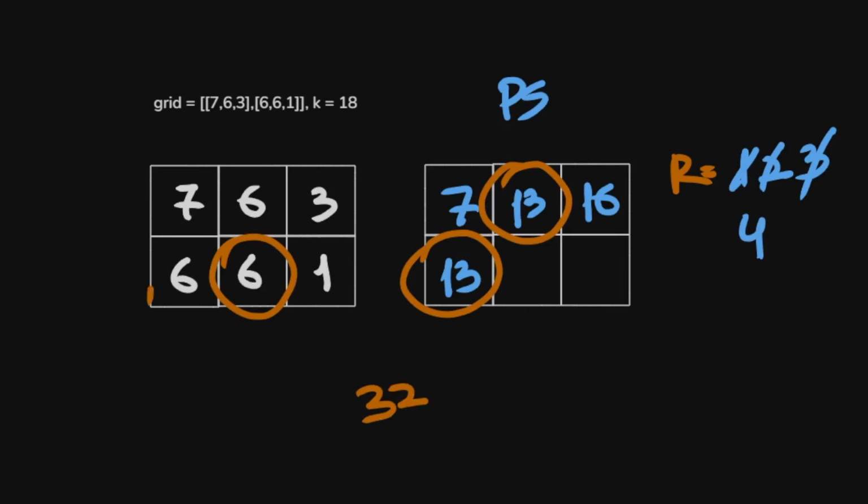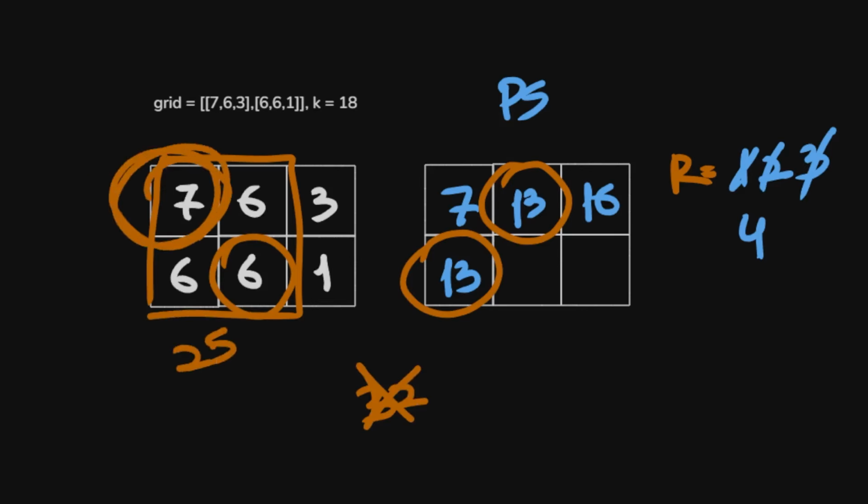And as you can see, the sum of these 4 elements is not 32. It's 25 actually. So we are double counting this 7. And this is because this 13 includes 7 already, and this 13 includes 7 already also.